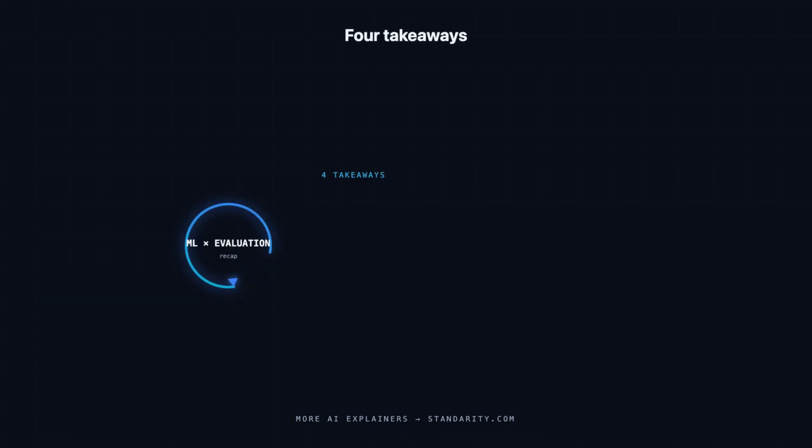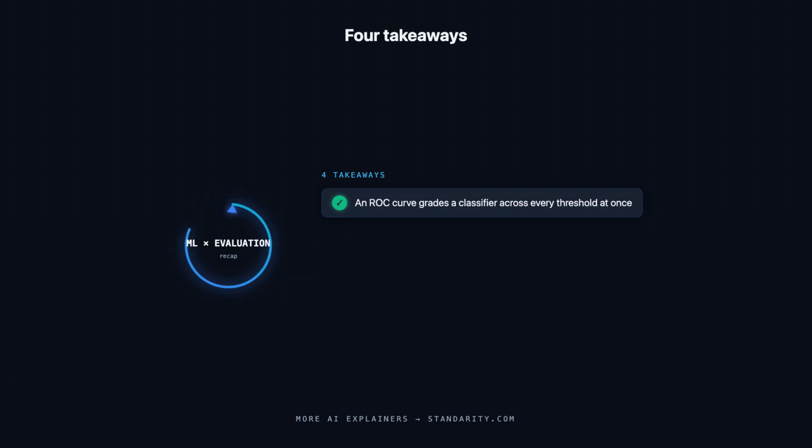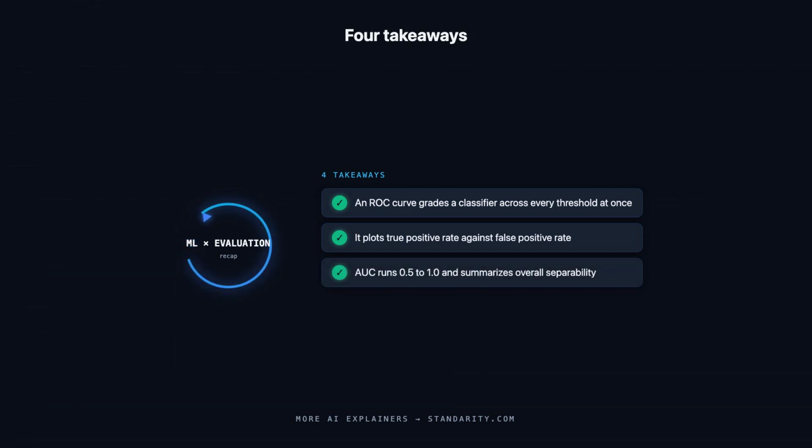Alright, let's pull the essentials together. An ROC curve grades a classifier across every threshold at once, rather than at a single fixed operating point. It plots the true positive rate against the false positive rate, and the top left corner is where a perfect model lives. The area under the curve, the AUC, runs from 0.5 to 1 and summarizes overall separability in a single number. Just remember it can flatter a model on rare positive data.